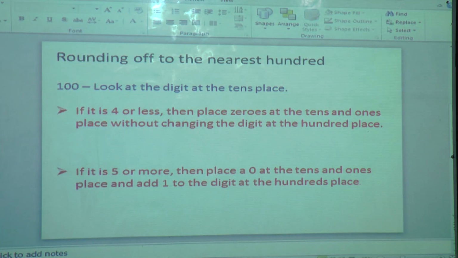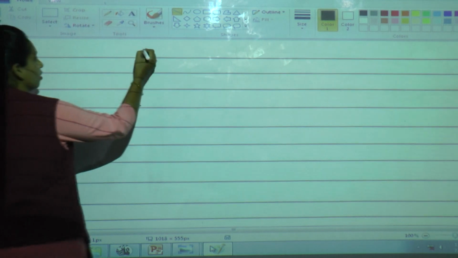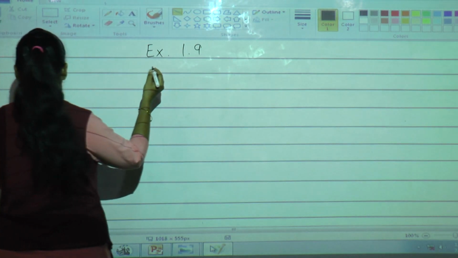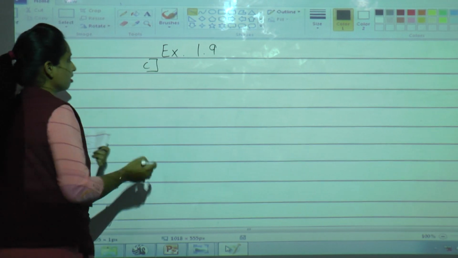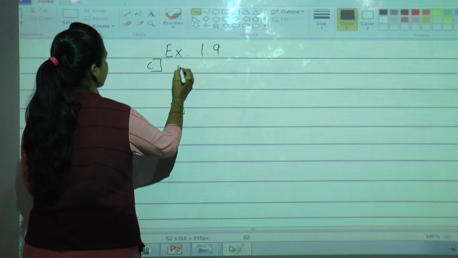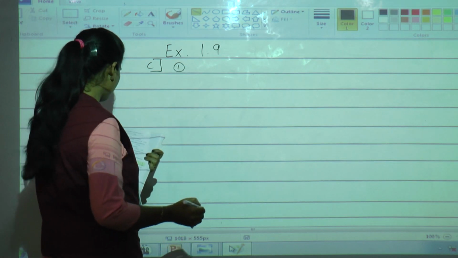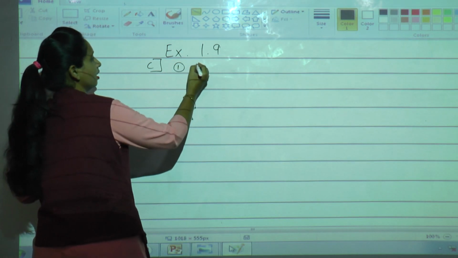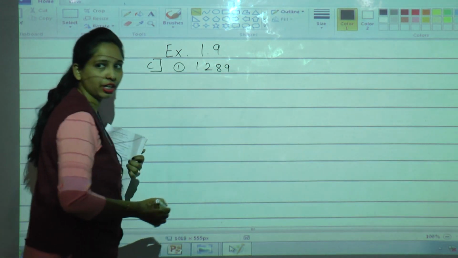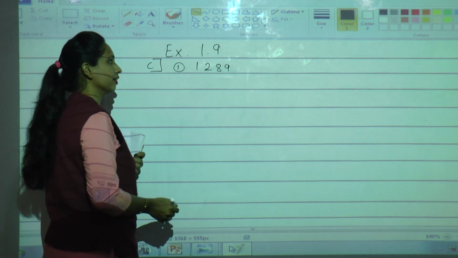Now we will start solving one by one. We will solve our exercise 1.9, the C question. What is the C question? Round the following numbers to the nearest 100. The first one I will solve for you. What is the first one? 1289. This is the question they have given.